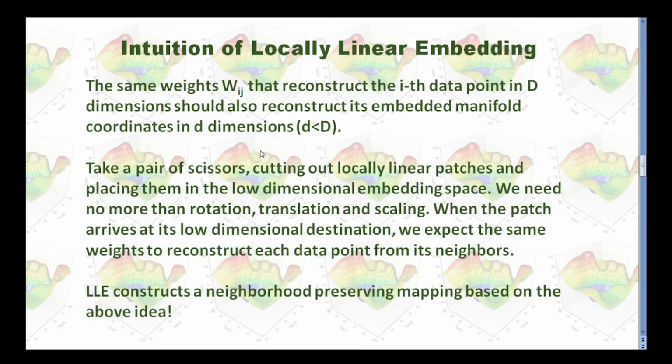Then, what's the intuition of locally linear embedding? In the original space, there are large D dimensions, and in the new space, we have small d dimensions. When we perform the transformation, we use the same weights to reconstruct the data points.